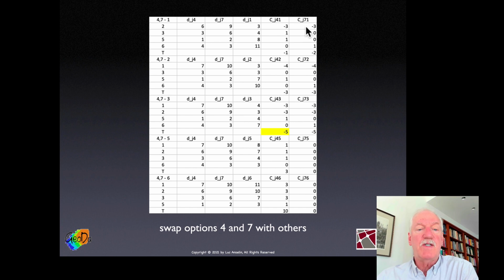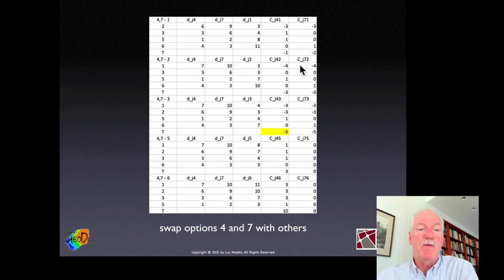Now we repeat the same logic for a swap of 7 and 1. So we do the same calculations, the same logic. We see an improvement, no change, a deterioration. The value is -2. So between these two swaps, the one replacing 7 by 1 is better, right?